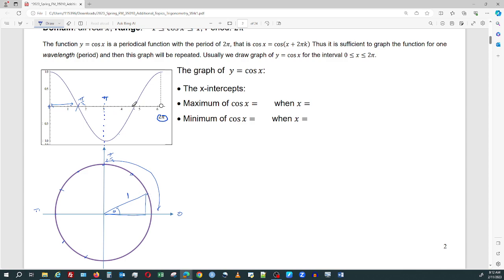So we've got some x-intercepts. The x-intercepts occur where the cos of x is equal to 0. Where cos of x is equal to 0. And in our case, it's pi on 2.